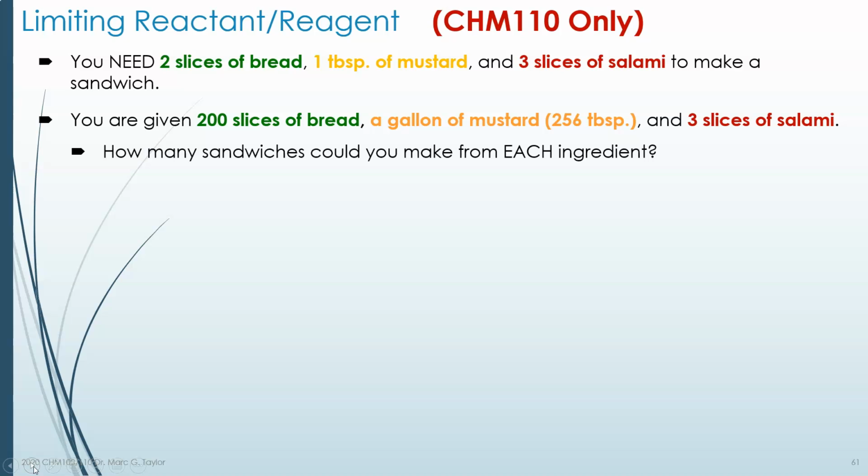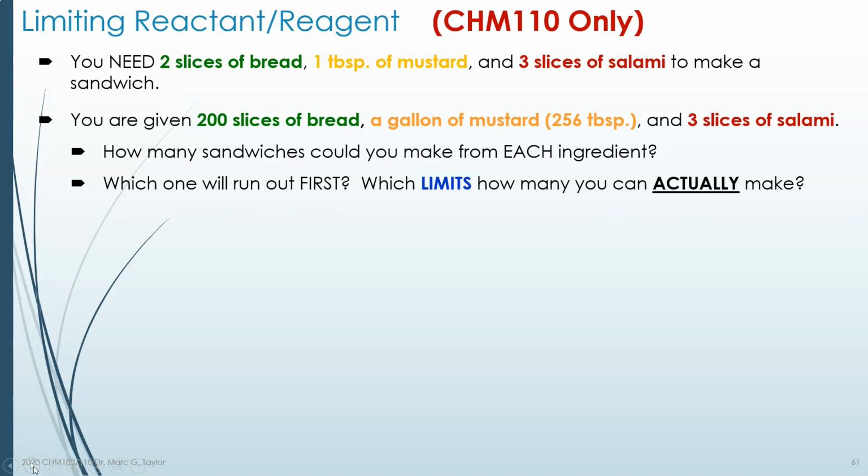Well, let's look at how many sandwiches you can make from each ingredient first. You have 200 slices of bread. That's enough to make 100 sandwiches because you need 2 slices per sandwich. We have enough mustard to make 256 sandwiches. But we only have enough salami, 3 slices, to make 1 sandwich. So which one runs out first? Well, obviously, it's the salami. That limits how many sandwiches we make.